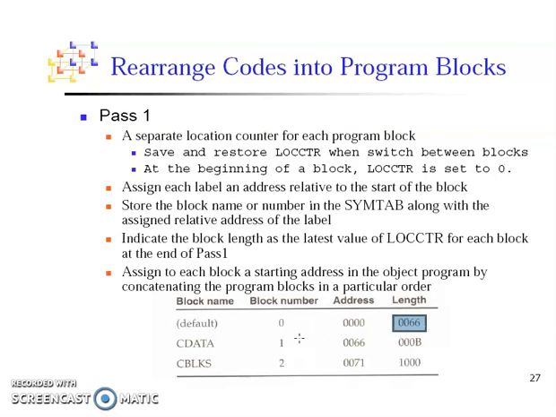For the default block, once it encounters the CDATA block, it will find its length, and that length will be stored as the length of the default block. Then the next address will be 0066 for the CDATA block, and its length will be 000B. When it encounters the next block, that is the CBLKS block, to find its starting address, it adds 0066 plus 000B to get the address 0071, and it will have some size which will be treated as the length of the block.